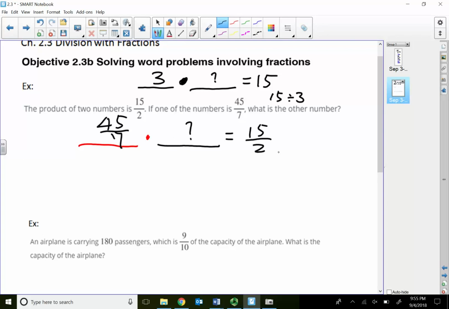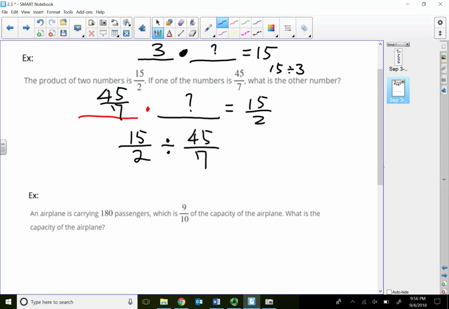that one number. So in our case, we have to take the product and divide it by, doing it backwards, right? It was multiplication to come up with 15 over 2. Now backwards would be taking the product divided by that one fraction, 45 over 7, in order to find out what the other fraction or number is. So division of a fraction means times the reciprocal. So that will be times 7 over 45.